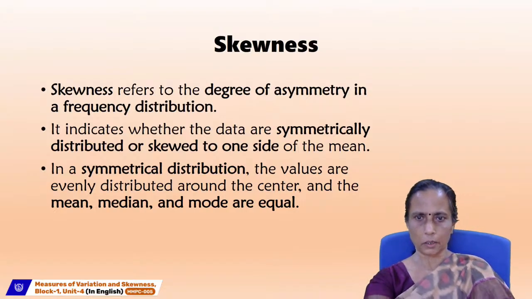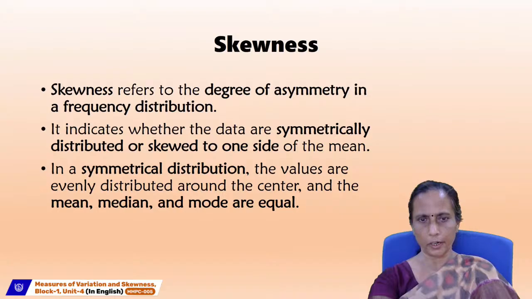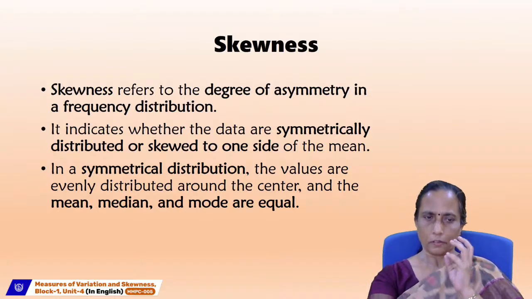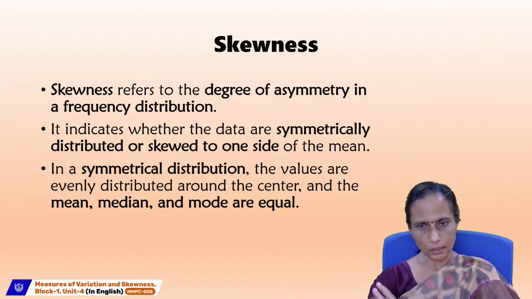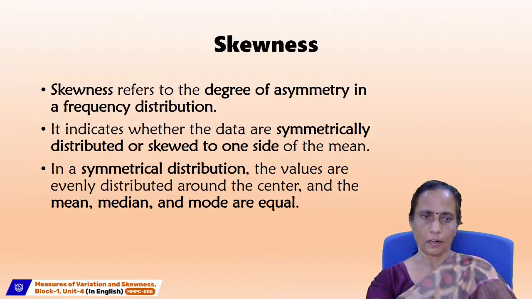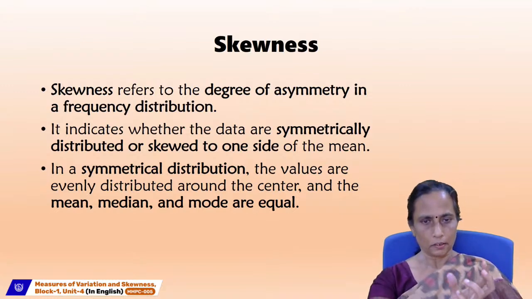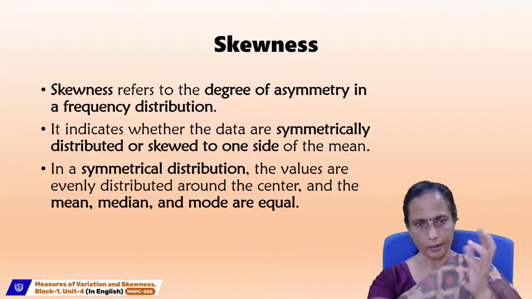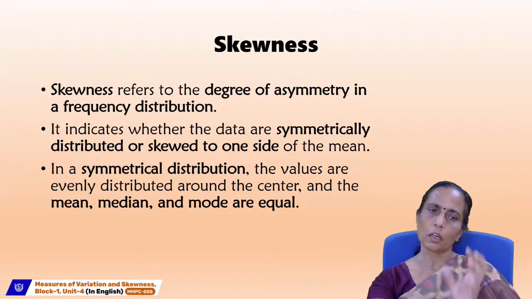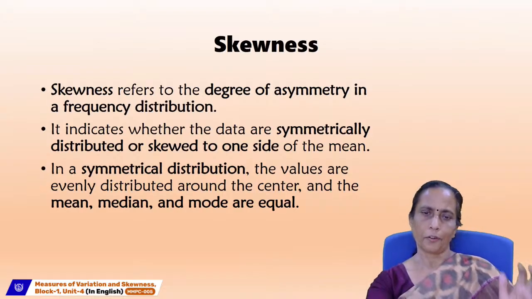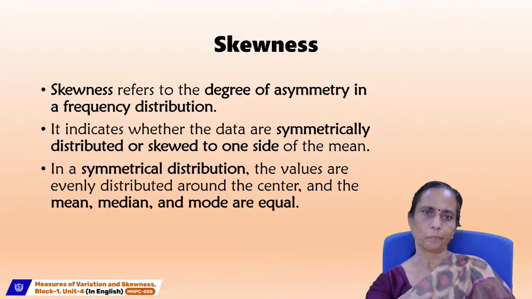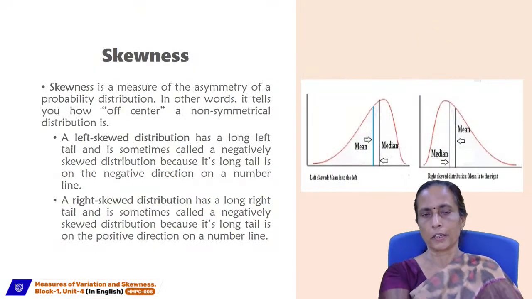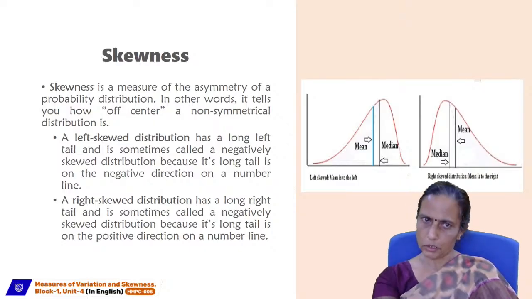In a symmetrical distribution, the values are evenly distributed around the center, and if the mean, median, and mode of a distribution are one and the same, equal, in that case we say that the distribution is symmetrical. An example of a symmetrical distribution is the normal distribution, the graph of which is called a bell-shaped graph. So this is what skewness is, basically a measure of asymmetry of a distribution.